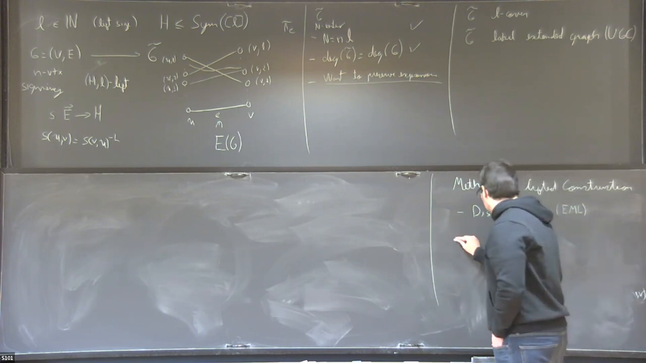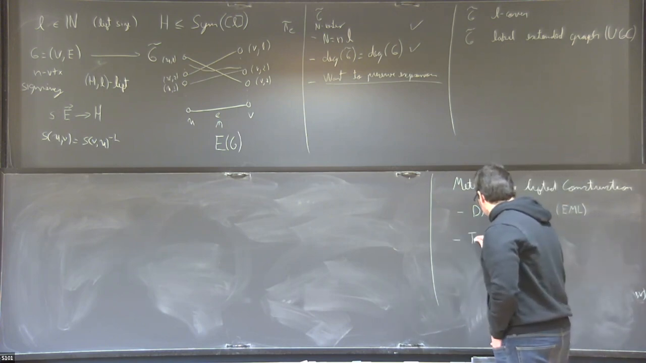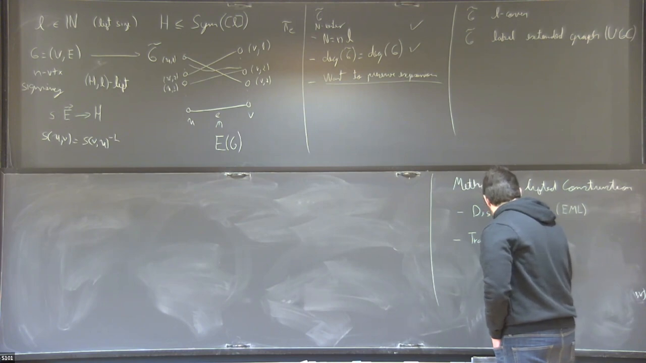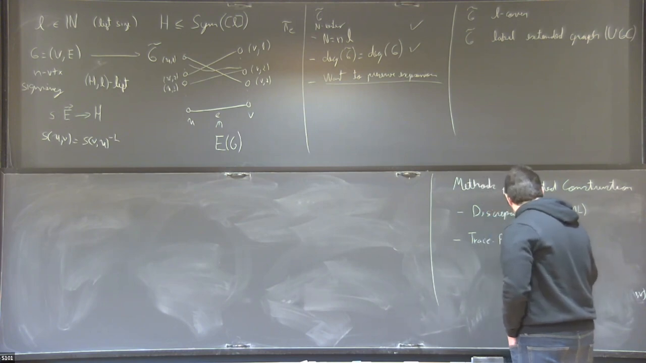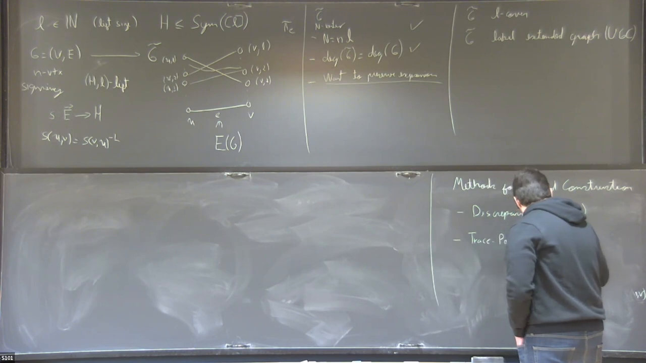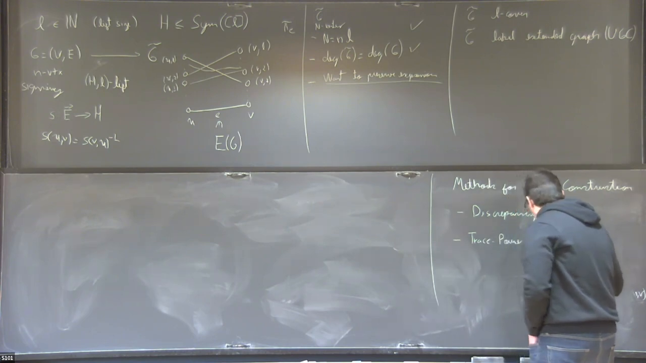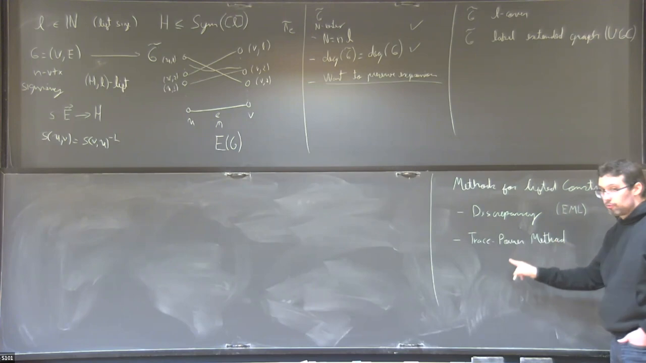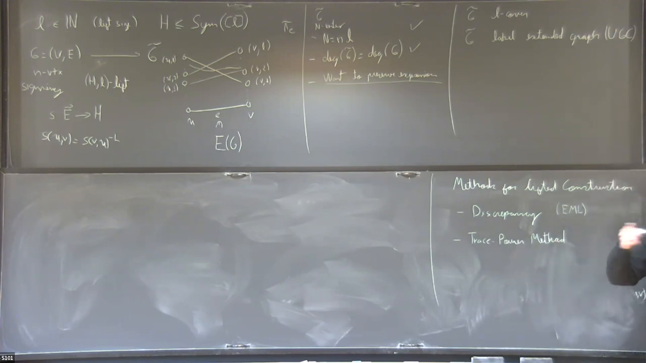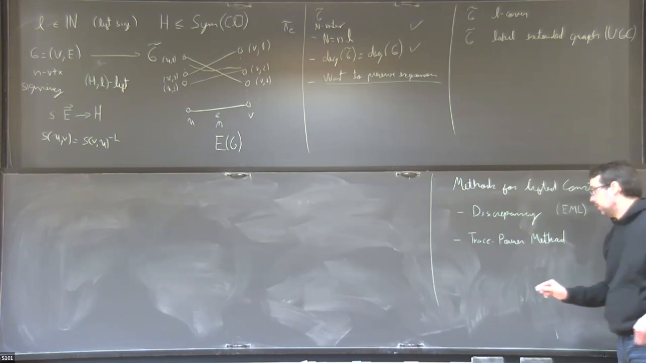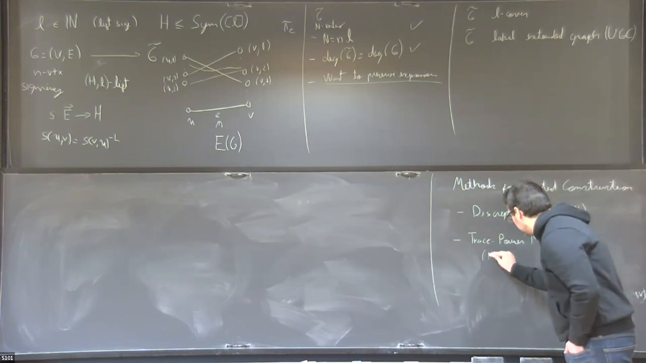So another way of attacking them is using the trace power method. Recently this became quite useful because analyzing the trace power method with the non-backtracking operator becomes very, very convenient. So with the non-backtracking operator, but we are going to define this.